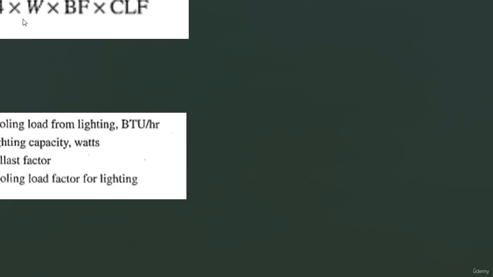Which means if we have 10 bulbs in a room and each bulb consumes 15 watts, the total wattage is 150 watts. Similarly, BF is the ballast factor and CLF is cooling load factor. So in this way we calculate the cooling load of internal lighting and partition.